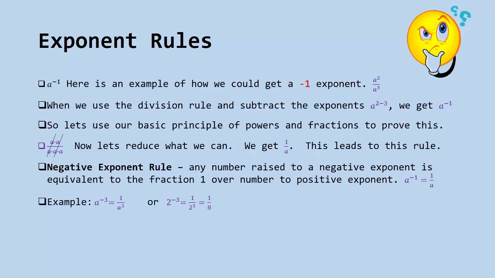So here's a couple examples. Here's a to the negative 3. Well, that is going to convert to 1 over a to the positive 3 power. Or let's take it with numbers. 2 to the negative 3 power would equal 1 over 2 to the positive 3 power. Now it is a number, so we can actually evaluate 2 cubed. So in the end, my answer is going to be 1 over 8.